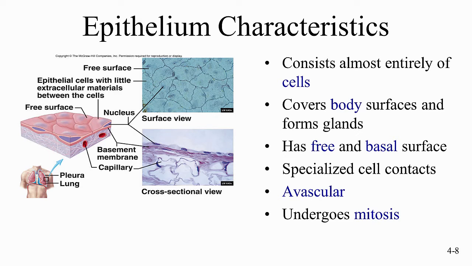Another characteristic of epithelial tissue is that it undergoes mitosis. It's constantly dividing and replacing itself. The epithelial tissue that lines our digestive tract is constantly sloughing off old cells. We're constantly creating new. The epithelial tissue of our skin, again, we're constantly sloughing off the old cells just through abrasion and wear and tear, and we're making new cells. So those cells are constantly undergoing mitosis.